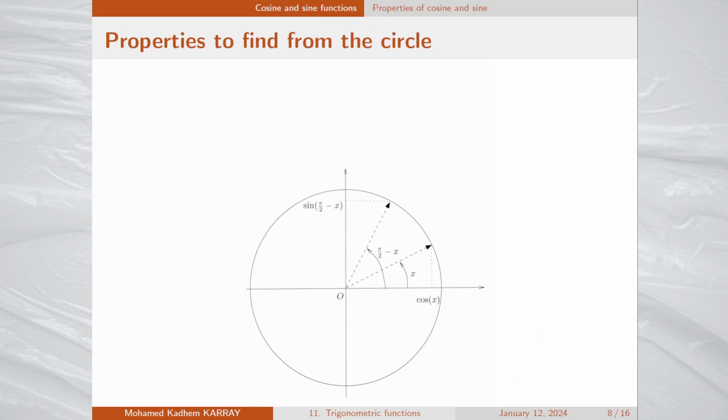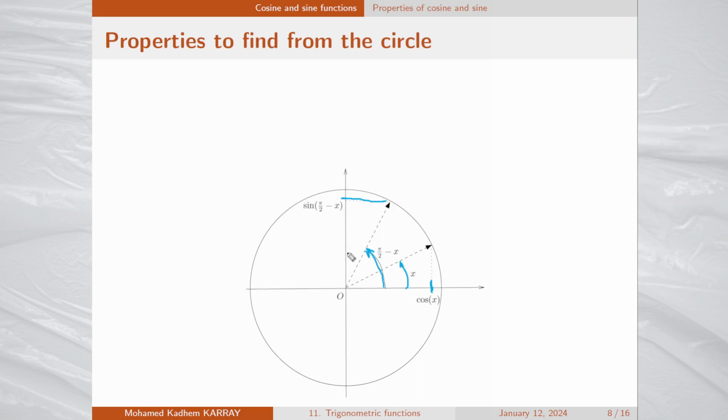Let's consider an example to illustrate how you can retrieve easily these formulae. Consider an angle x here. So its cosine is this value. Consider now the angle pi over 2 minus x, which gives this angle here. So you see that the sine of pi over 2 minus x, this value here, equals the cosine of x. So this is a way to retrieve this equality from the trigonometric circle, but all the other properties may be also retrieved.